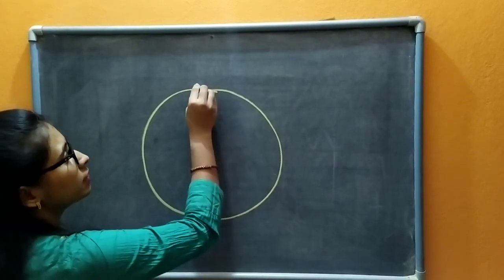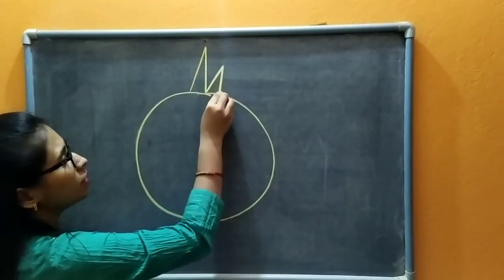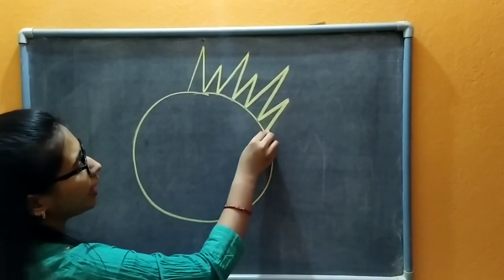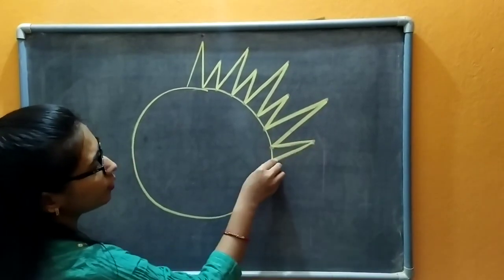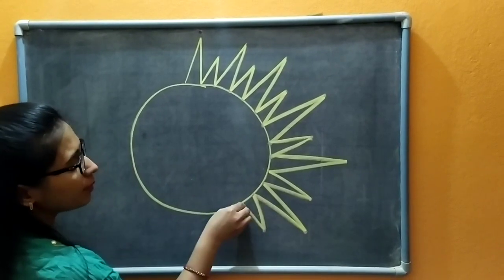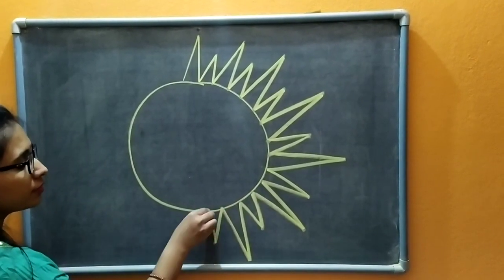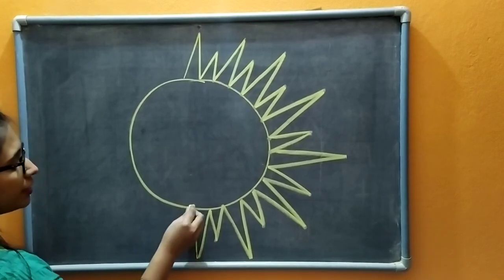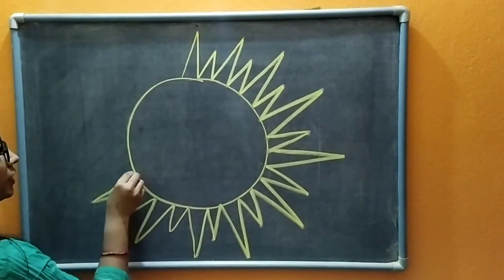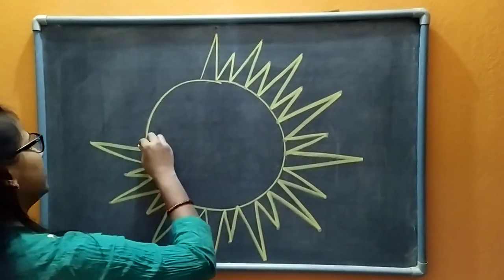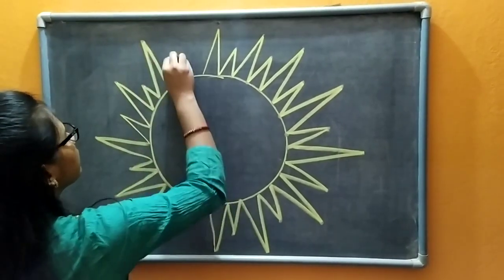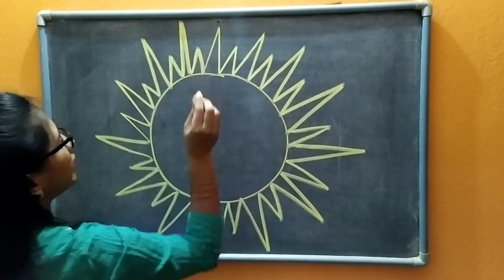Then draw these kind of triangles, one big and one small. Can you guess what I am trying to draw? आपको पता है मैं क्या बना रही हूँ? Think? You all are little genius, I know. Guess what is this? Very nice. It's a beautiful sun. Yes, you all are right.